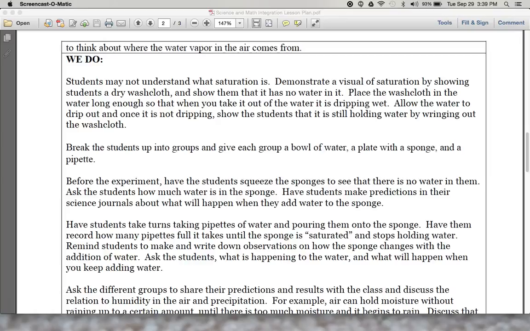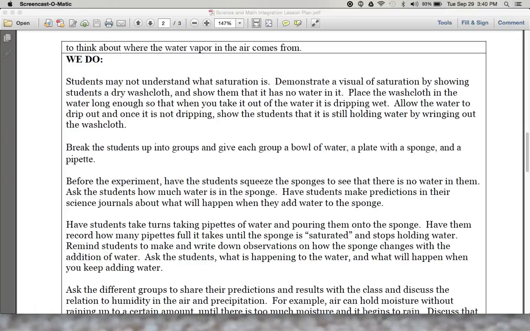I will break up the students into groups and give each group a bowl of water, a plate with a sponge, and a pipette. Before the experiment, the students will squeeze the sponges to see that there's no water in them. Ask the students how much water is in the sponge. Have students make predictions in their science journal about what will happen when they add water to the sponge.